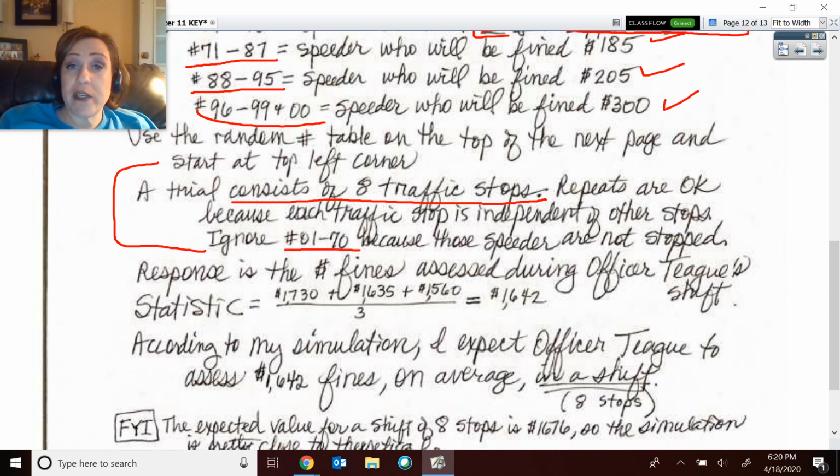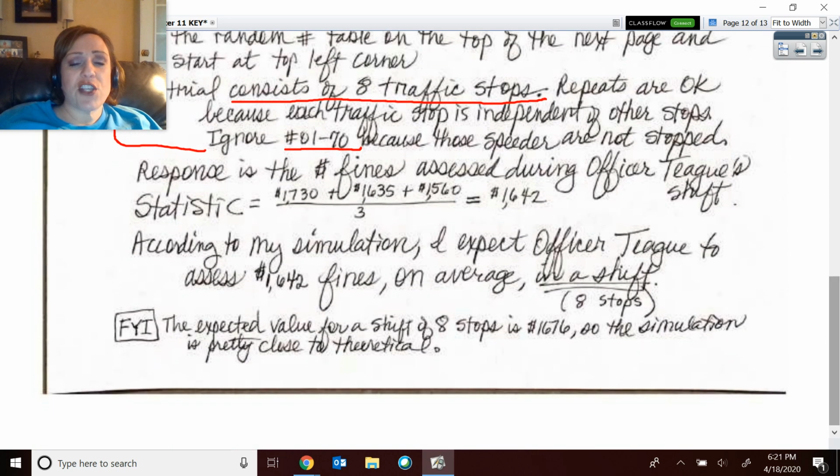And again, what do you ignore? I'm ignoring those digits that are 0, 1 to 70, because those people do not get stopped. Okay? They are not stopped. All right, so then when we look at that, our goal is to see what response, or on average, how many fines are assessed. So I'm going to get the sum of fines that were taken in during that shift of 8 cars stopped. This was the second amount of money taken in that 8-car shift.